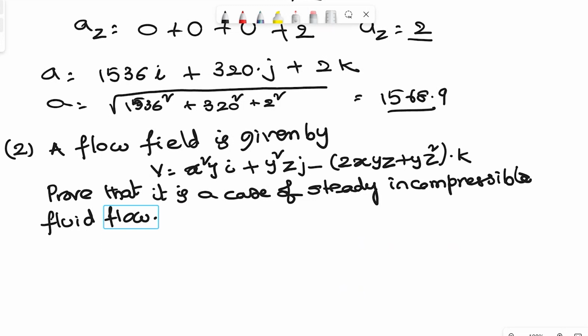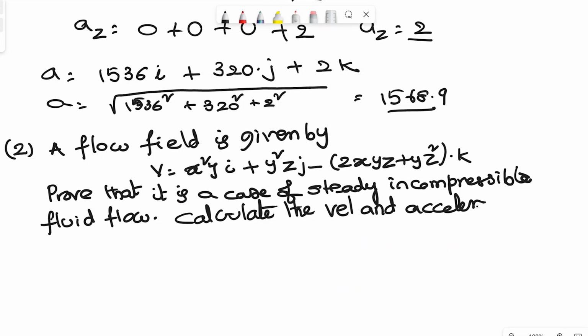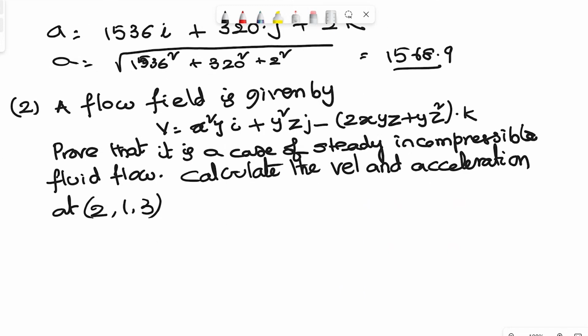Second problem, calculate the velocity and acceleration at 2, 1, 3. So this is the problem. So let us take one by one.